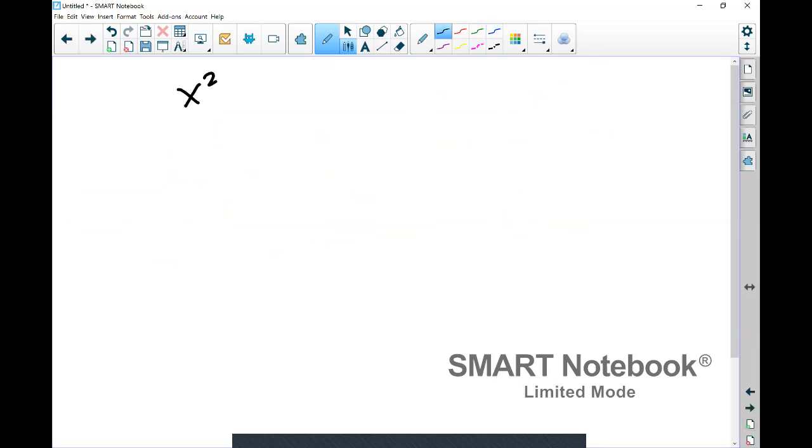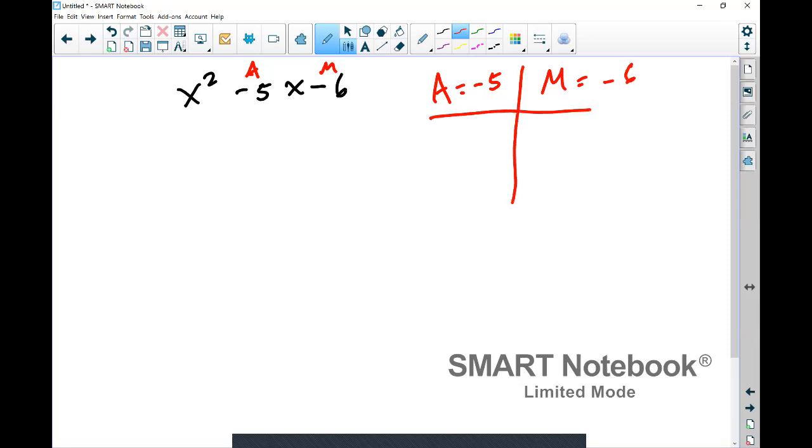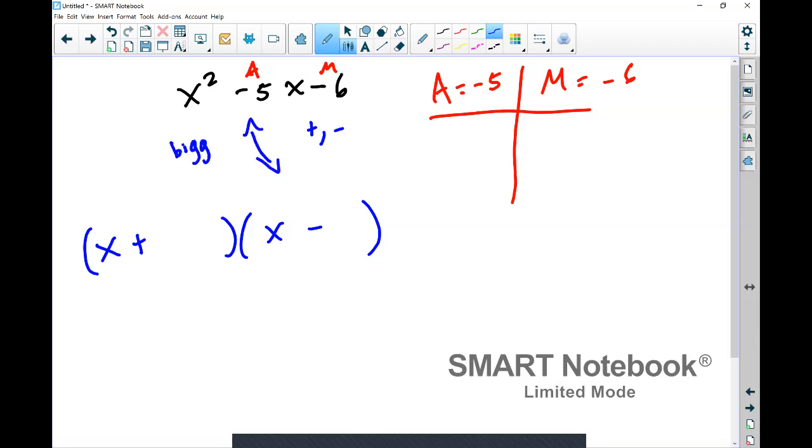We have x squared minus 5x minus 6. This time, the A and the M are both negative. Does that make it very difficult? No, we just remember our rules and we're good. So how do we multiply to a negative? We need a positive and a negative. So x plus something and x minus something. Well, which one's going to be the bigger one? If you're adding a positive number and a negative number, and the answer is negative, then the negative is the bigger one, which makes the positive the smaller one.